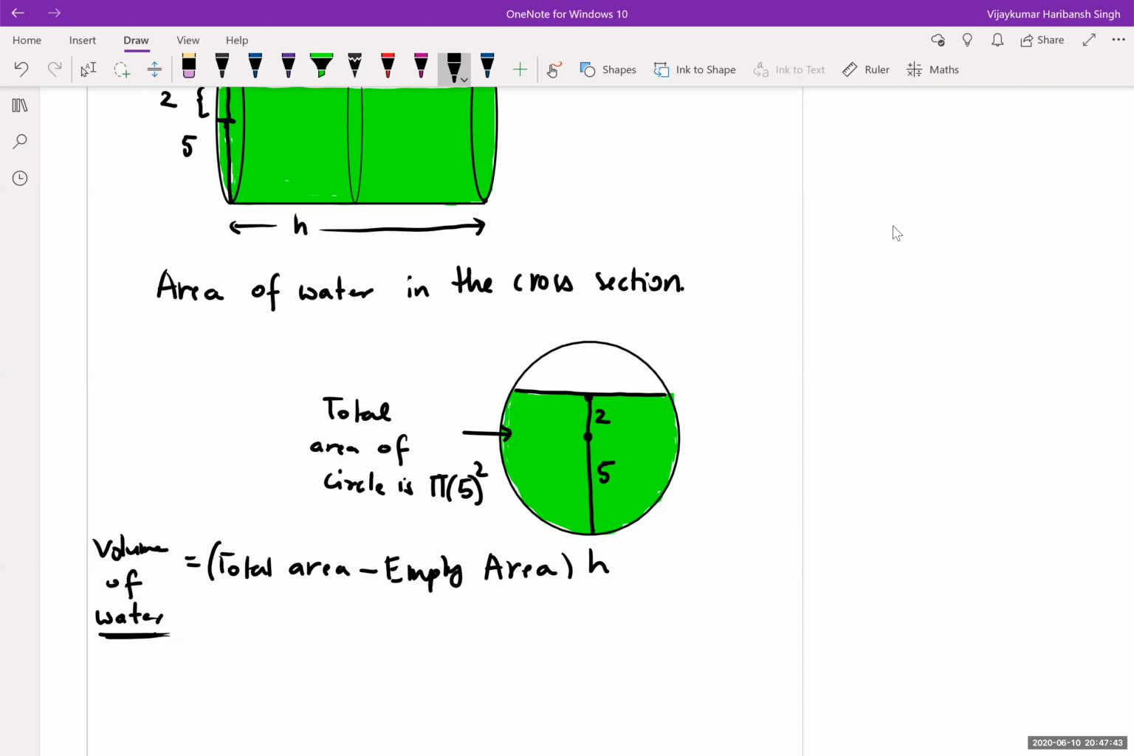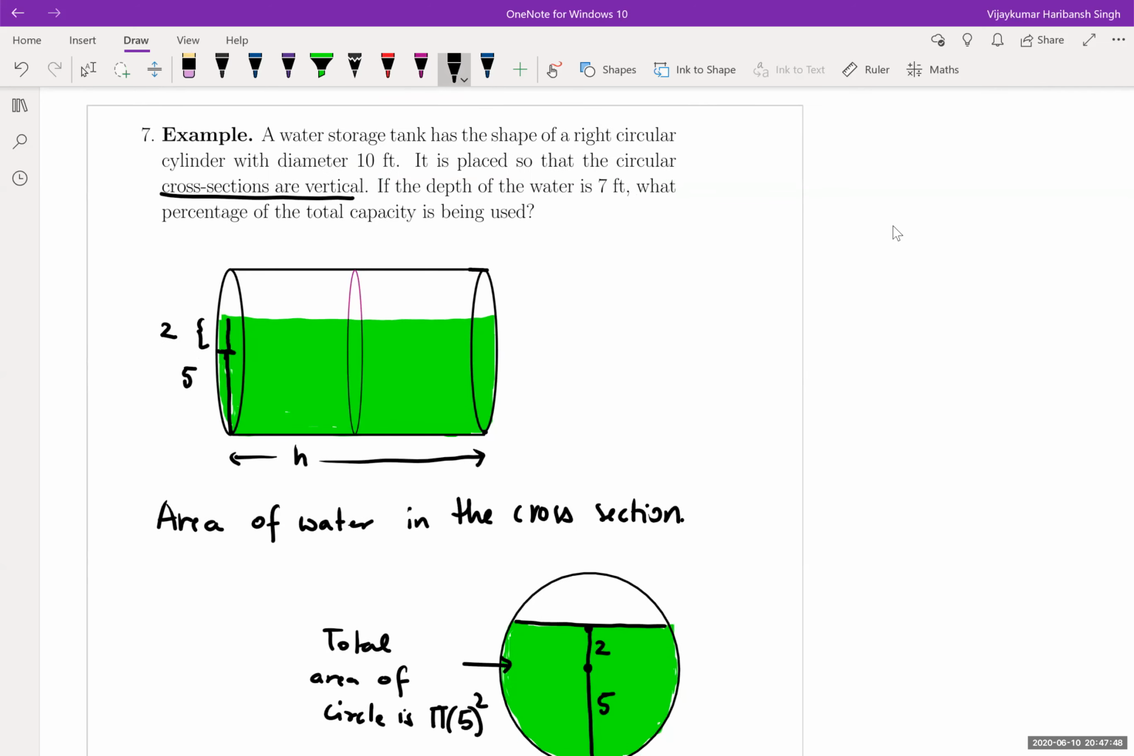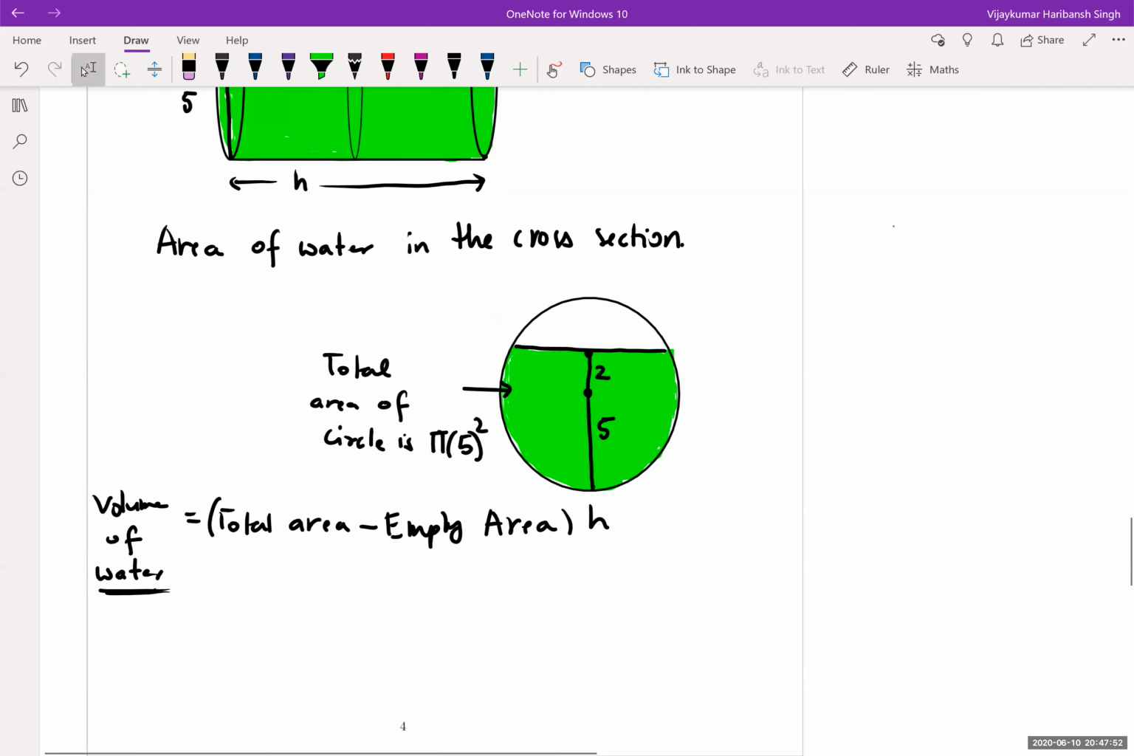Okay? This is by Cavalieri's principle. It's also asking at what percentage the total capacity is being filled. So the percentage filled is the volume of water in the tank, which is going to be the total area, which is what? Pi 5 squared minus the empty area.